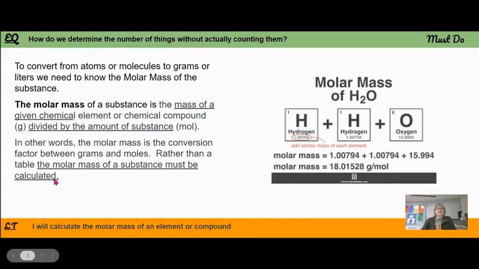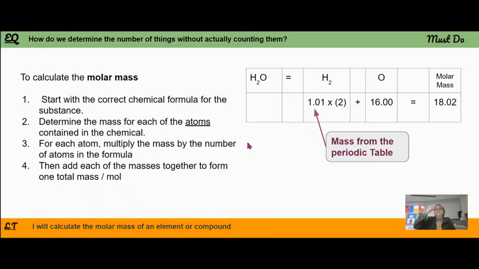Rather than a table, the molar mass of a substance has to be calculated. There isn't a table out there that says H2O is this number and NH4 is this number. You need to calculate it. Here's how. It's pretty simple. First, start with the correct chemical formula for the substance. In this case, I want water, so I wrote H2O. Had I wanted hydrogen peroxide, remember that would be H2O2. So make sure that your formula for that compound is correct.